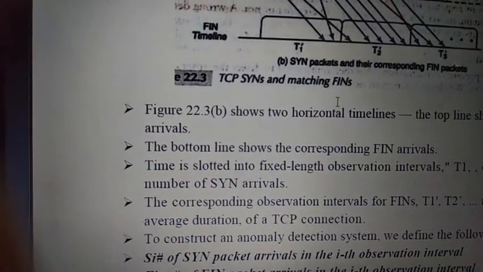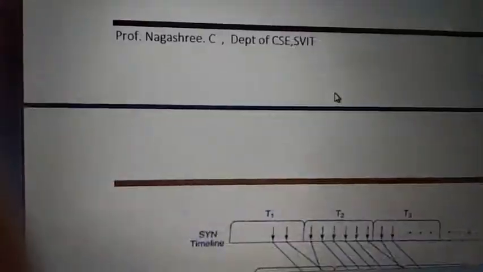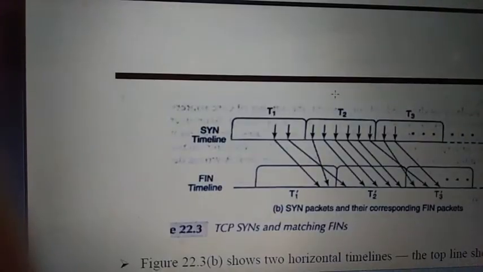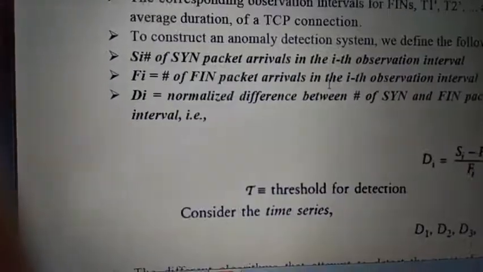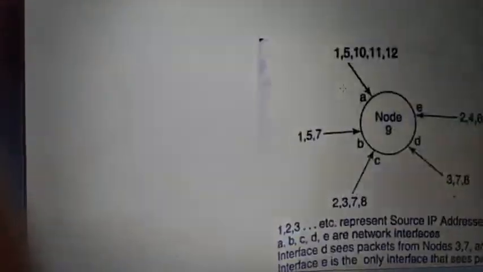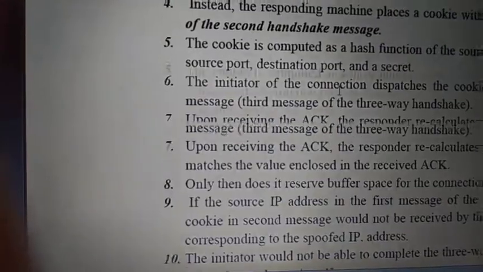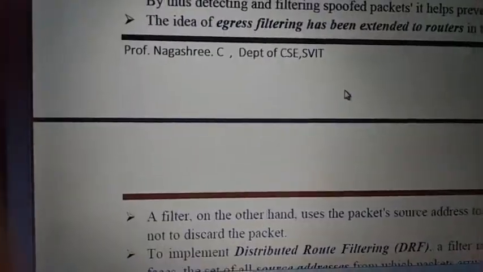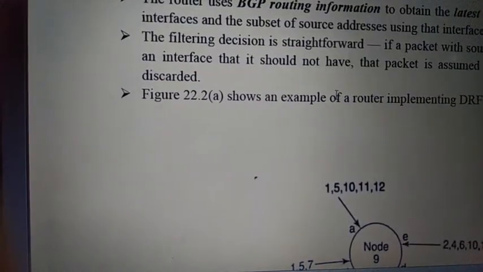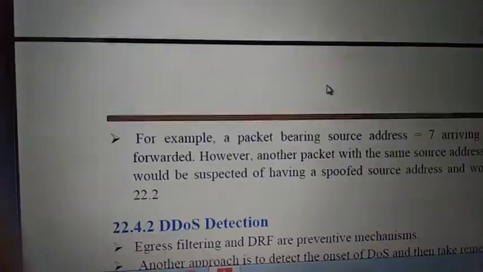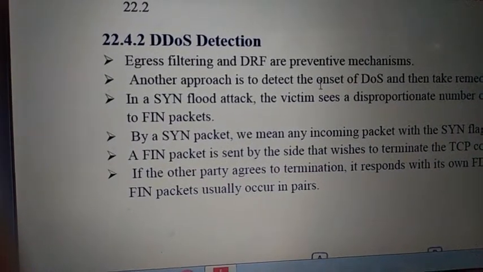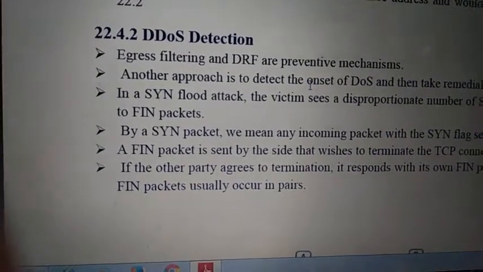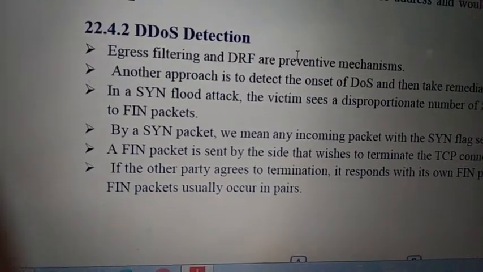Else, the important question is about DDoS detection and prevention. Detection works because for every SYN there will be a FIN. Draw this diagram of TCP connection establishment and termination, and this timeline with these three algorithms and their conditions. DDoS prevention is done at the host, mainly through IP address, and at the network, mainly through egress filtering and distributed route filtering. With this diagram you need to explain DDoS prevention. That is a very important question. Okay, thank you.